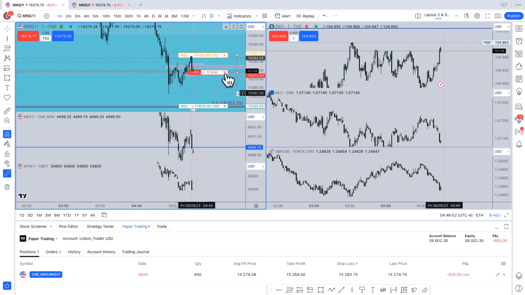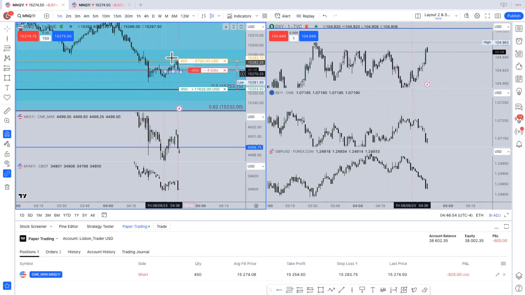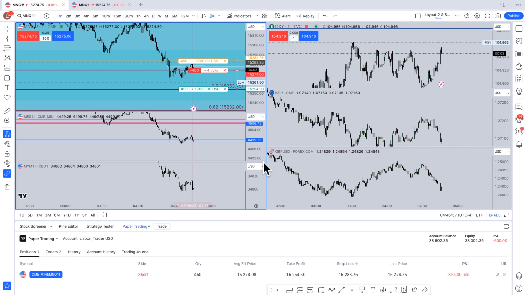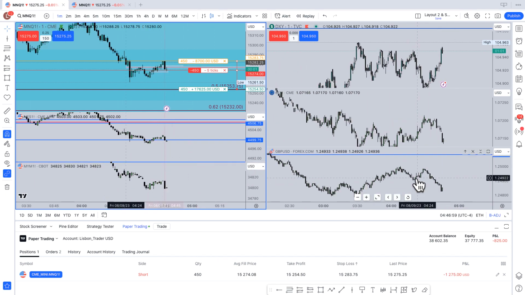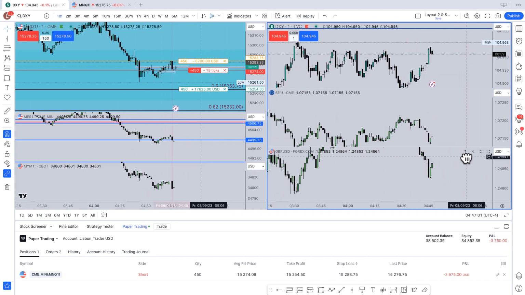Really wants to go down here. It seems 1, 2, 3. Here, this is going down. GBP.